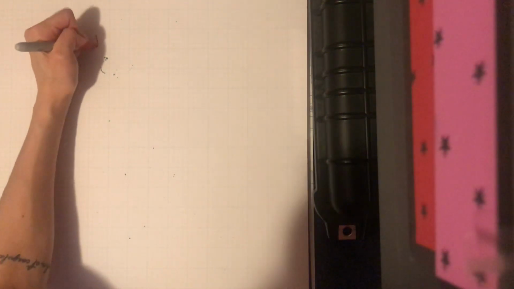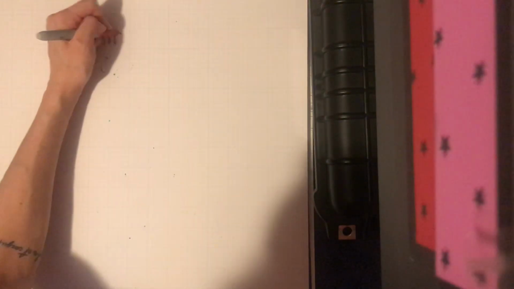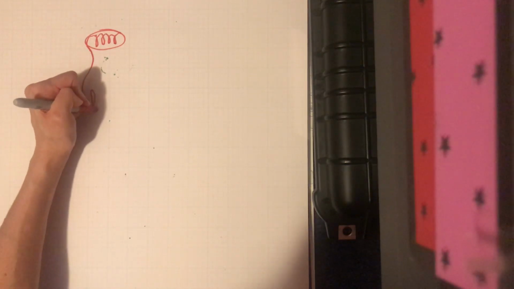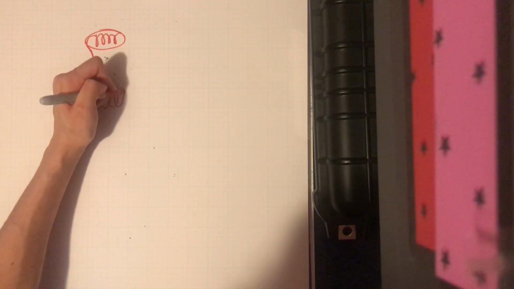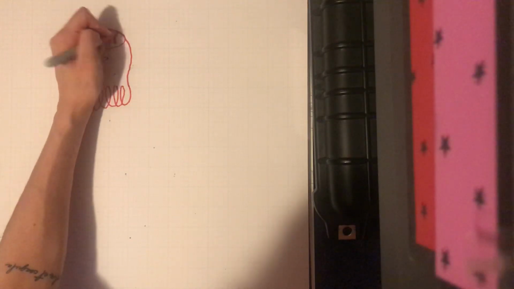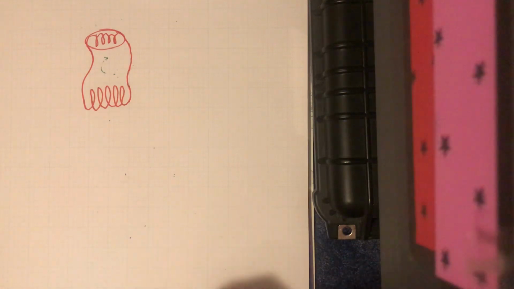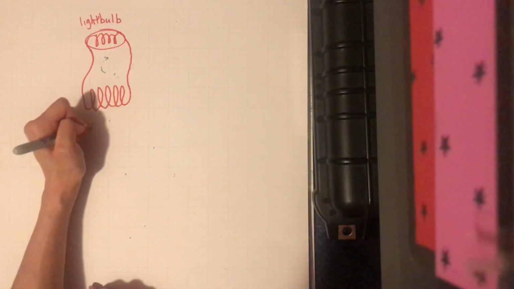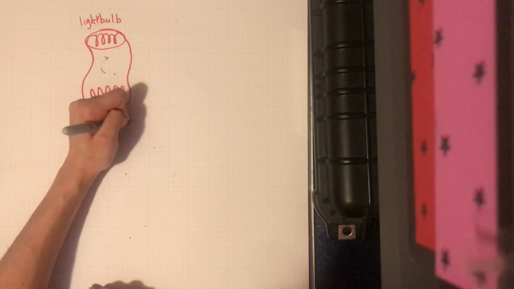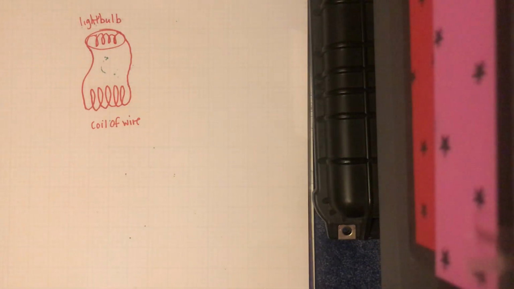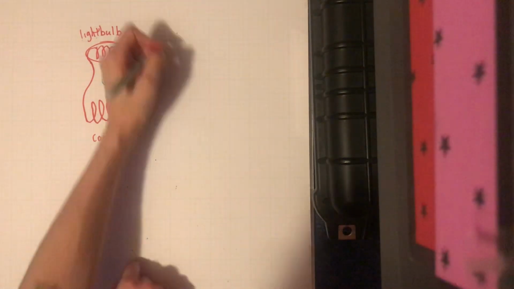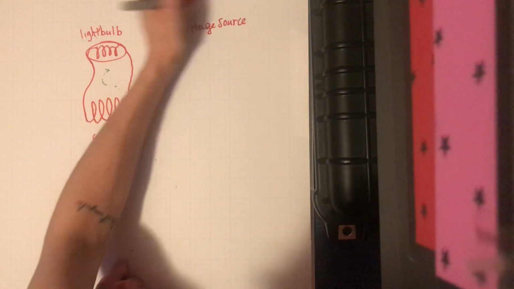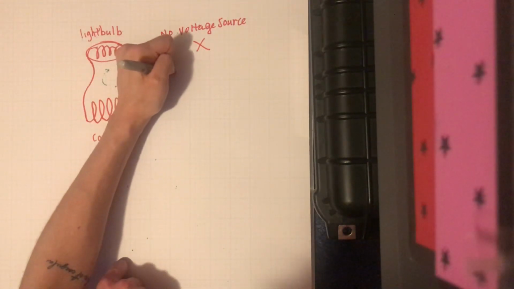If we have a light bulb attached to a coil of wire, so let's say this is a light bulb and this is a coil of wire. Normally, this light bulb is not going to light up because there's no voltage source. The bulb won't light up.